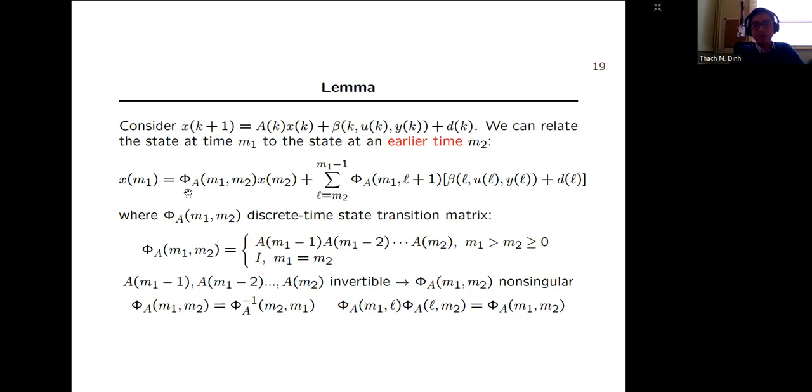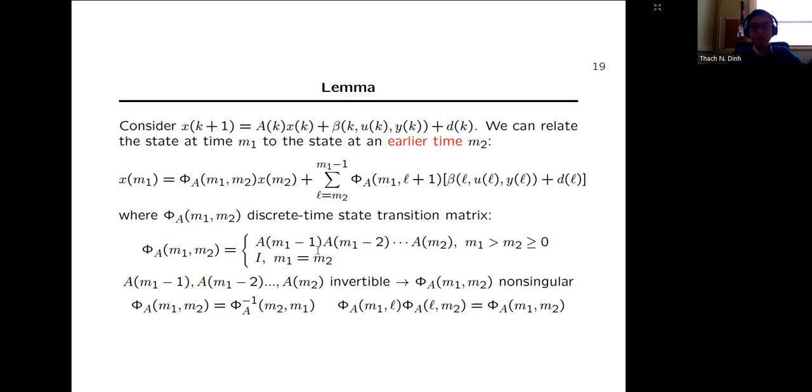It is generally a matrix phi, and we can always relate the state at time m1 to the state at an earlier time m2, where the state transition matrix is computed as follows: phi A is equal to A at time m1 minus 1 multiplied by A at time m1 minus 2 until m2, for all m1 greater than m2 greater than 0. And if m1 equals m2, it is an identity matrix.